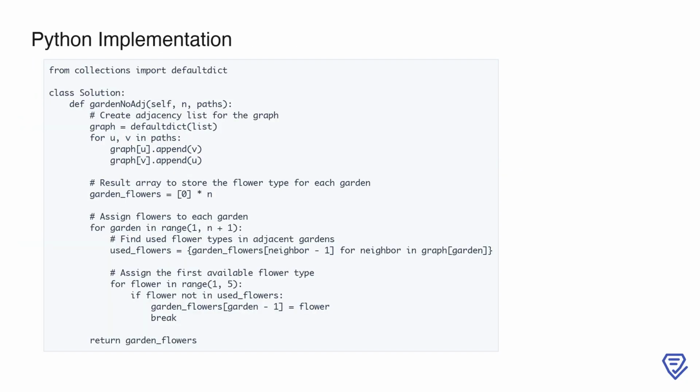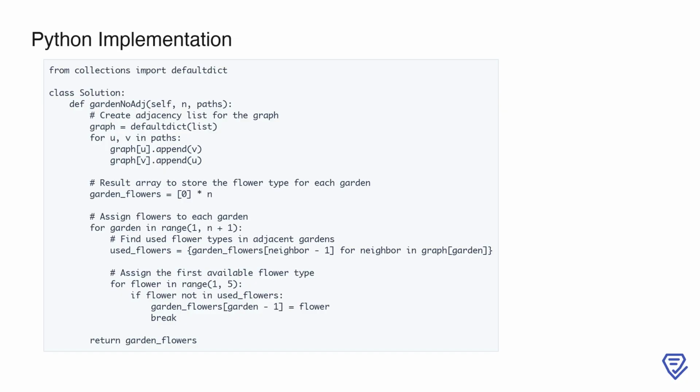This code solves the flower planting with no adjacent problem by using a greedy algorithm to assign flower types to gardens. The goal is to ensure that no 2 adjacent gardens have the same flower type. First, the graph is represented using an adjacency list. This is achieved by using a default dict where each garden is a key, and its value is a list of adjacent gardens. The adjacency list is populated by iterating through the paths input.